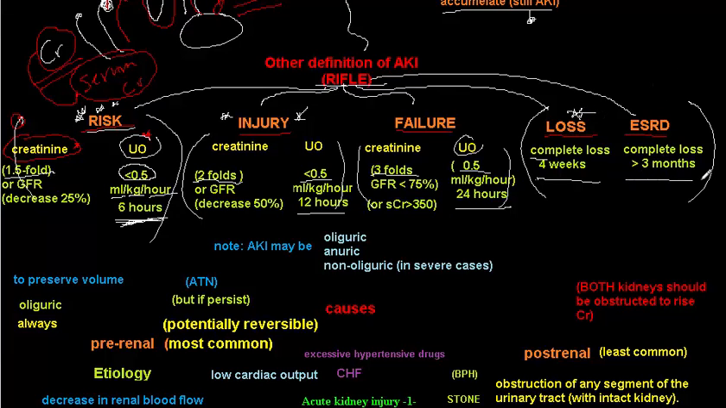If it is more than 3 months, then it is an end stage renal disease. So the chronic or the end stage renal disease is for more than 3 months. The loss of the kidney function is more than 4 weeks. So this is the RIFLE criteria.